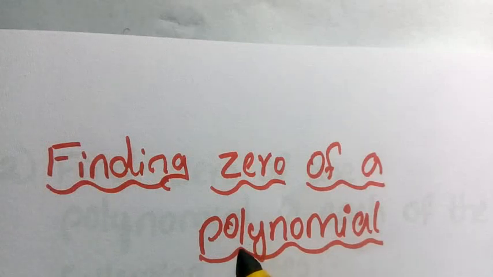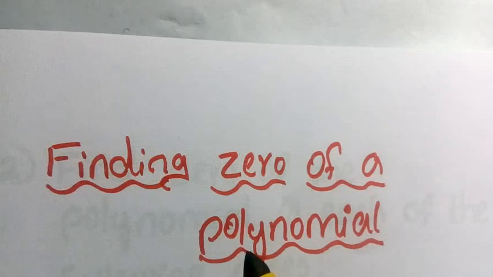Number of zeros of a polynomial is based on its degree. For a linear polynomial, the degree is 1, so it has 1 zero. The degree of the quadratic polynomial is 2, so it has 2 zeros and so on. If the degree of a polynomial is 6, then it has how many zeros? Then the polynomial has 6 zeros.